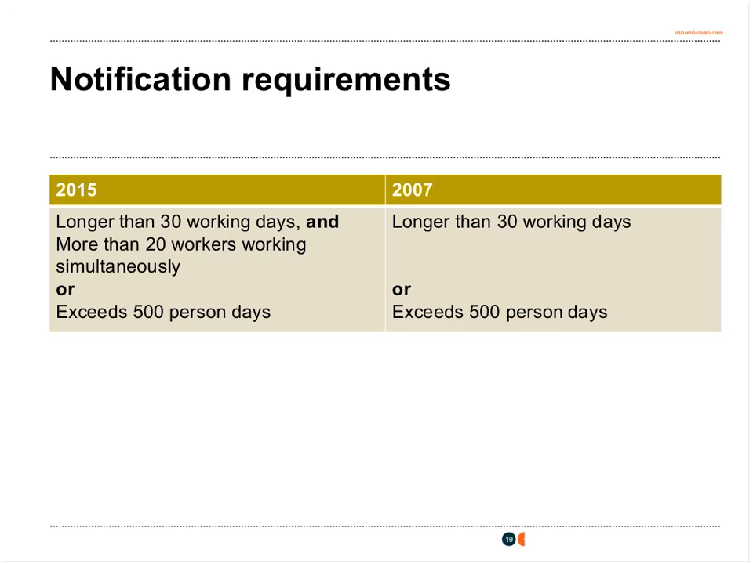So when do you need to notify? If you were familiar with 2007, you'll be aware that you had to notify any project which was planned to be longer than 30 working days, or exceeded 500 person days. That has now changed to projects which are taking longer than 30 working days and involve more than 20 workers working simultaneously on a project, or if you exceed the 500 person days.